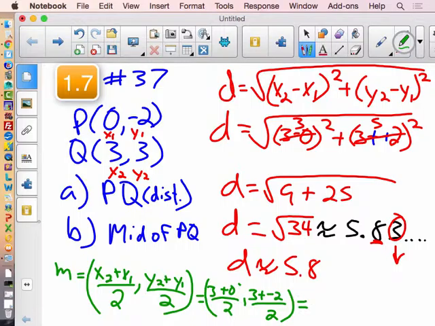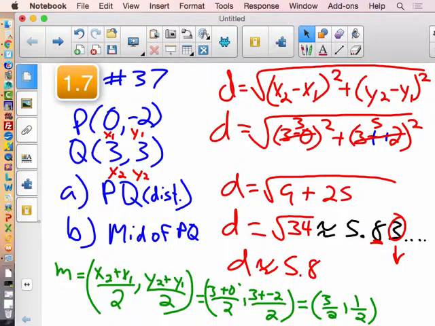That's going to be 3/2, comma 1/2. And so we're going to double check the back of the book, and that's correct. I suppose you could write that as a decimal if you want. You know that 3/2 is 1.5, and 1/2 is just 0.5. You could write it like that as well. Okay? Any questions on that one? Moving right along.